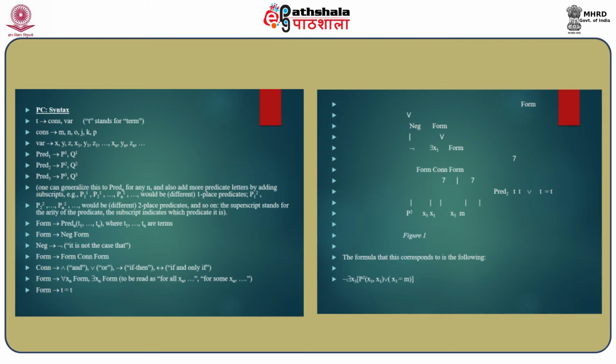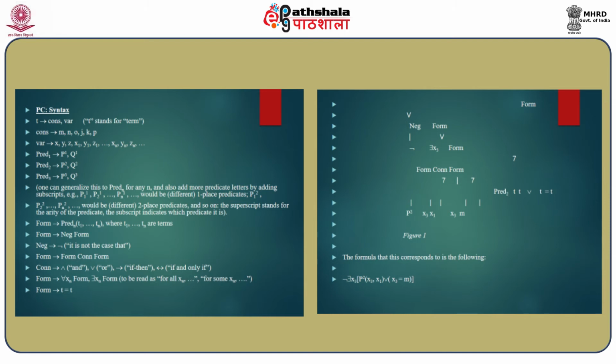Now, what this means is that we are operating with a system where you have a one-place predicate, a two-place predicate, and a three-place predicate. A one-place predicate combines with one term to give you a formula. A two-place predicate will combine with two terms to give you a formula. A three-place predicate will need three terms to give you a formula.